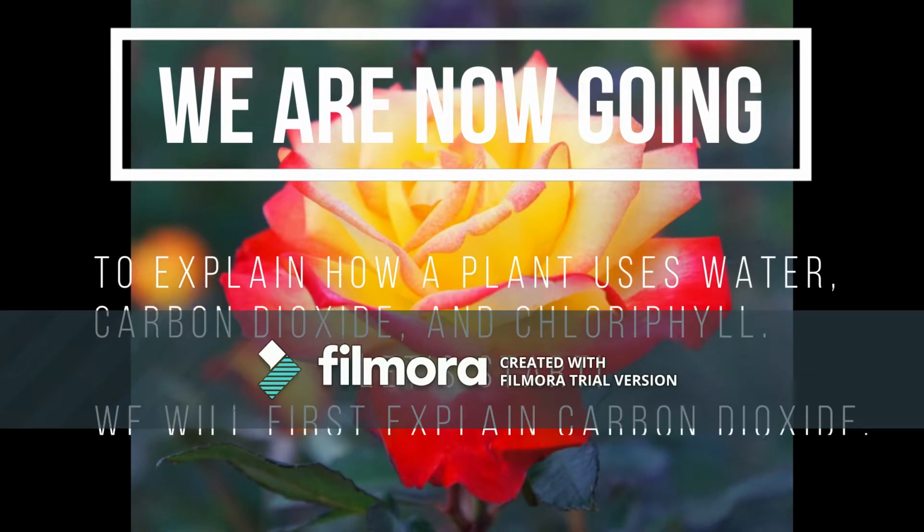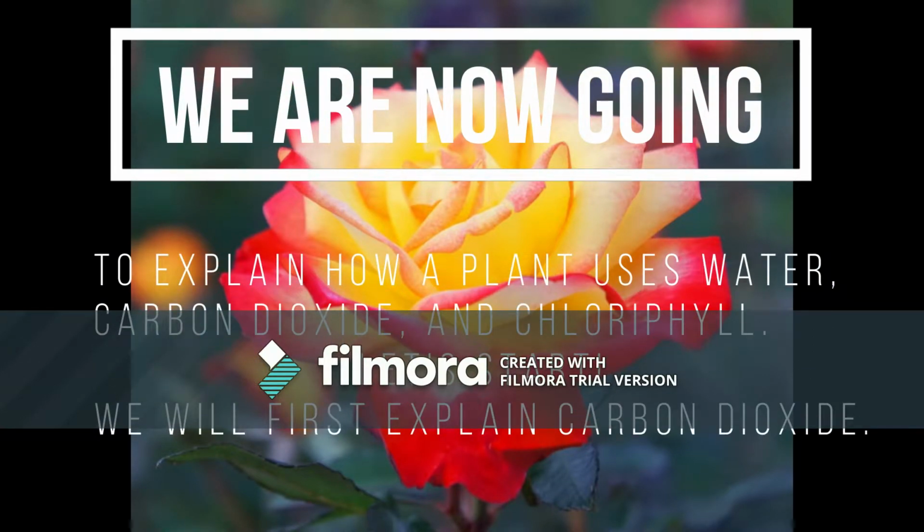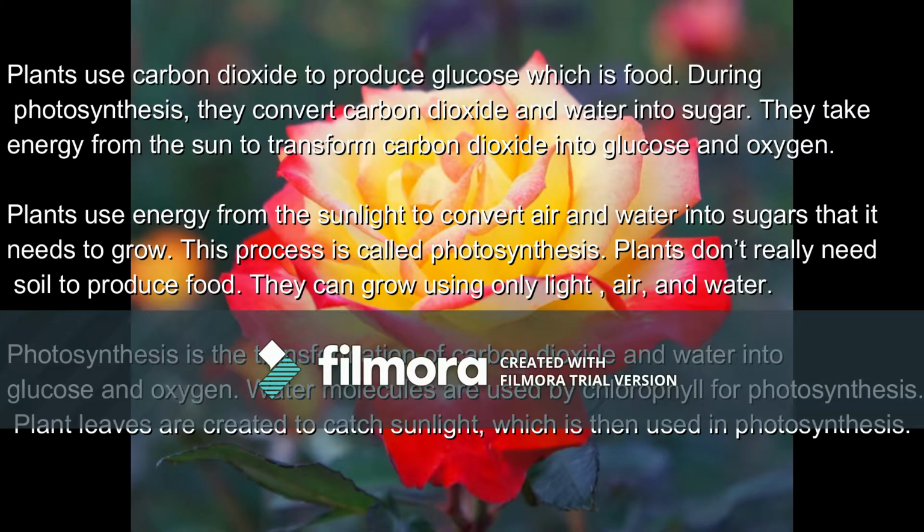We are now going to explain how a plant uses water, carbon dioxide, and chlorophyll. Let's start. We will first explain carbon dioxide. Plants use carbon dioxide to produce glucose, which is food. During photosynthesis, they convert carbon dioxide and water into sugar. They take energy from the sun to transform carbon dioxide into glucose and oxygen.